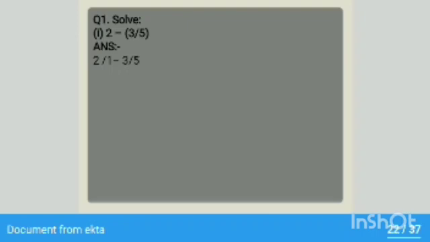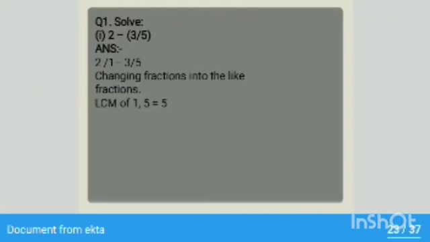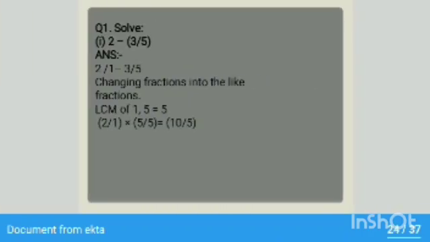Then we need to convert these fractions into like fractions. How? By taking the LCM of 1 and 5, which is 5. First we will convert 2 upon 1 into 10 upon 5 by multiplying by 5 upon 5, converting the denominator into the LCM, which is 5. And how will you convert? By multiplying the numerator and denominator by the same number, that is 5 upon 5, which gives 10 upon 5.